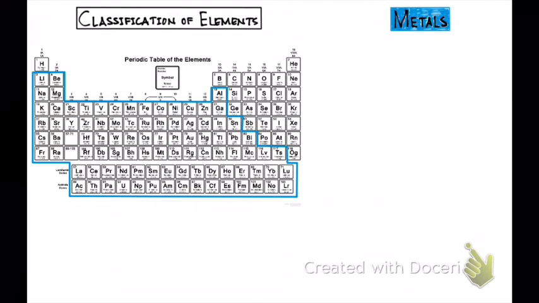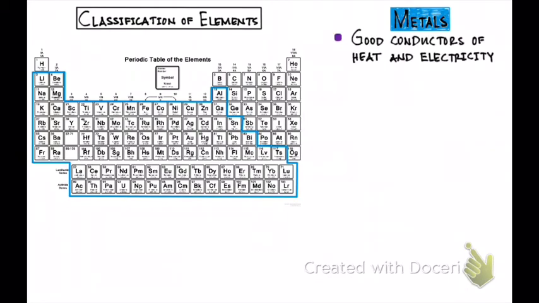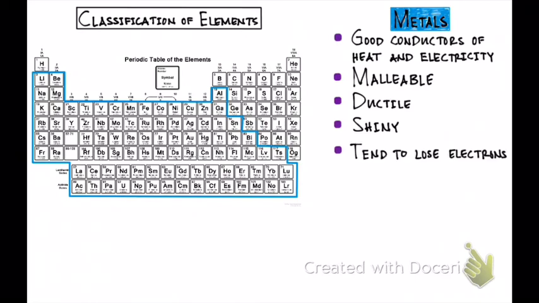So here's the periodic table, and all the elements that are inside this blue perimeter here are the metals. And the metals have very specific physical and chemical properties that are different from those of the nonmetals and the metalloids. So for example, the metals are good conductors of heat and electricity. They are malleable, which means that they can be hammered into different shapes. They are ductile, which means that they can be drawn into wires like copper wire and so forth. They are shiny, and that's why they're used as jewelry. They tend to lose electrons, and so that means that they tend to gain a positive charge because they're losing negatively charged electrons.